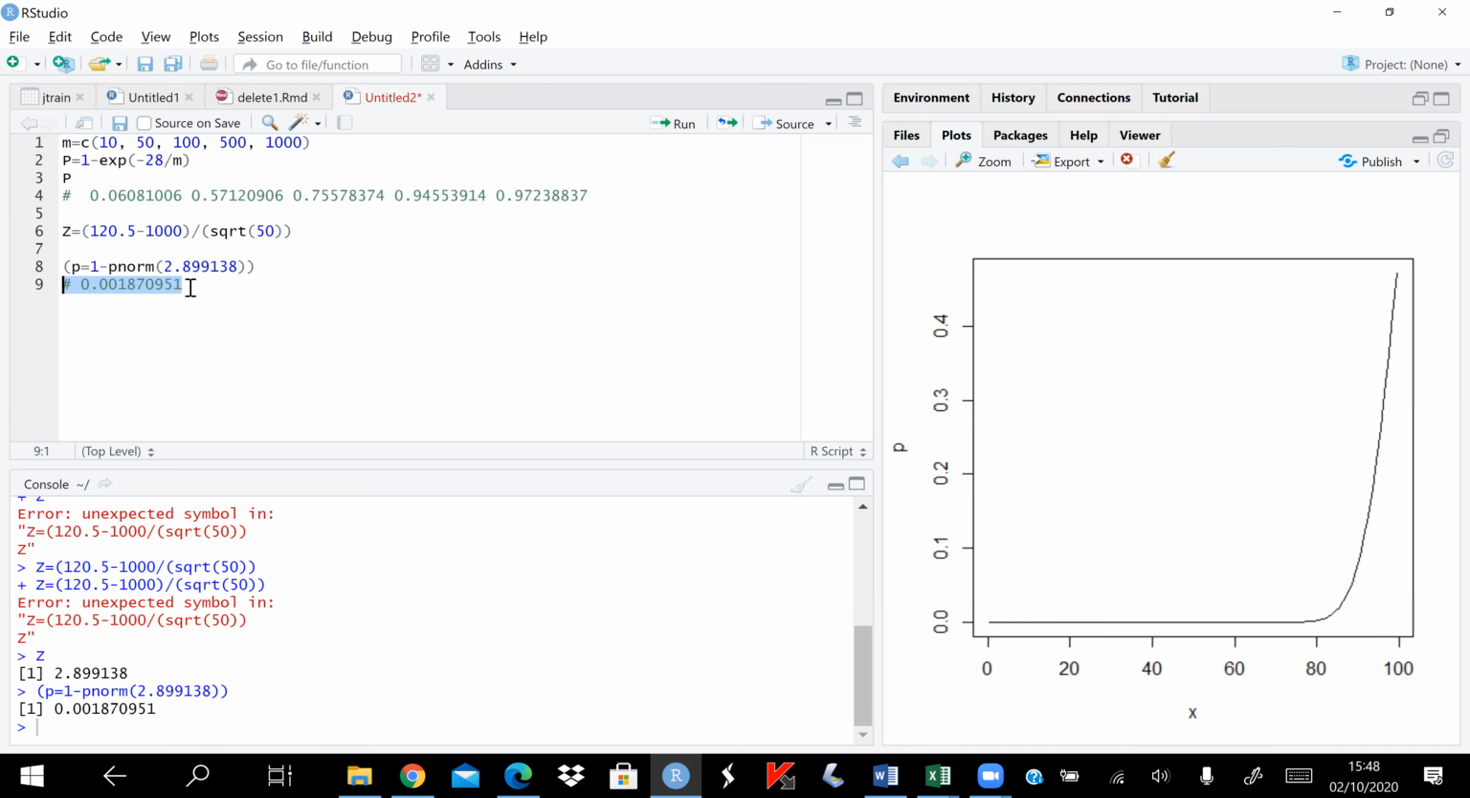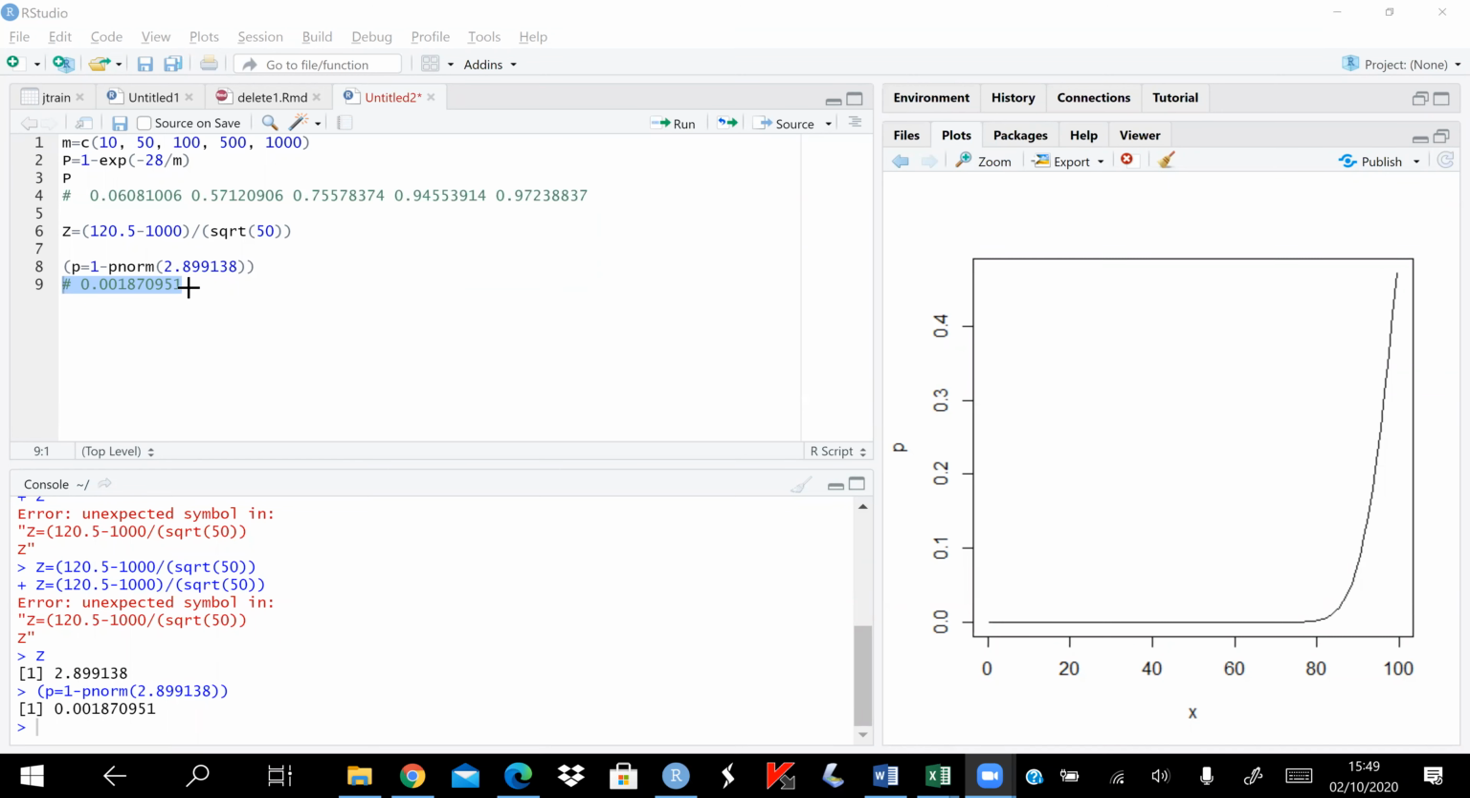That is the evidence that you have in support of the null hypothesis. So if you had chosen an alpha of 5%, it means that you have very small evidence in support of the null hypothesis. That means that you reject the null hypothesis and the test will be significant.